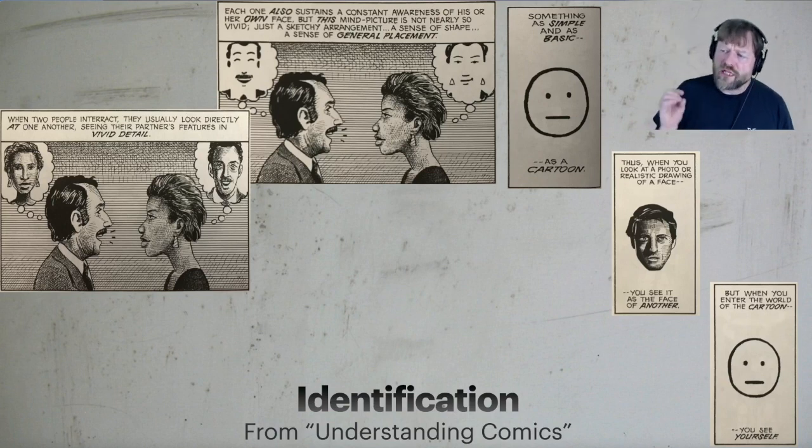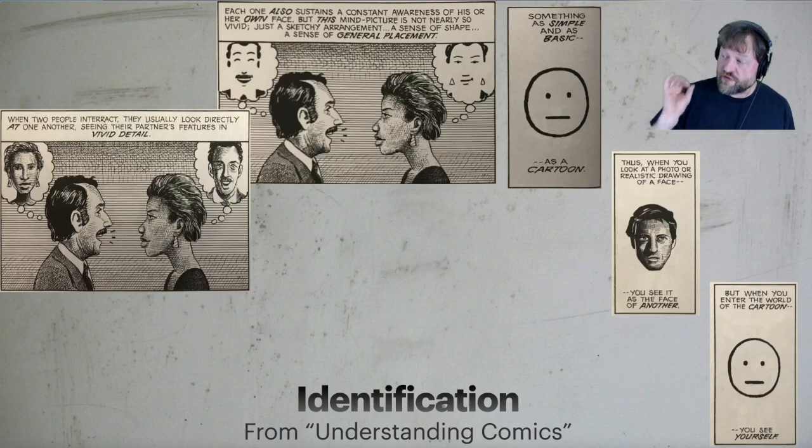So, when two people interact, they usually look directly at one another, seeing their partner's features, the features of the person they're talking to, in vivid detail. He's seeing her, she's seeing him, and they've both got a strong idea of what the other person looks like. Each one also sustains a constant awareness of his or her own face, but that mind picture is not nearly so vivid. It's just a sketchy arrangement, a sense of shape, a sense of general placement. You know where your nose is, you know where your tongue is, but you don't know exactly what it looks like every moment. Not while you're talking, of course you don't. Something as simple and basic as a cartoon.